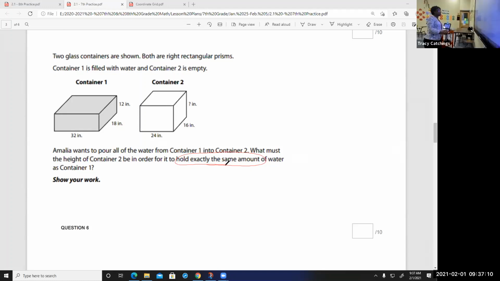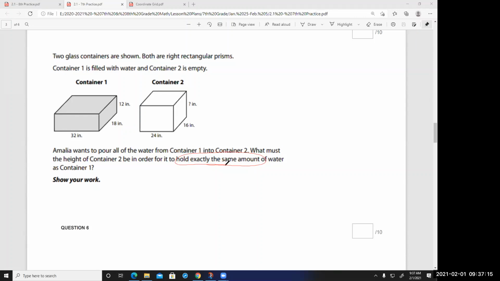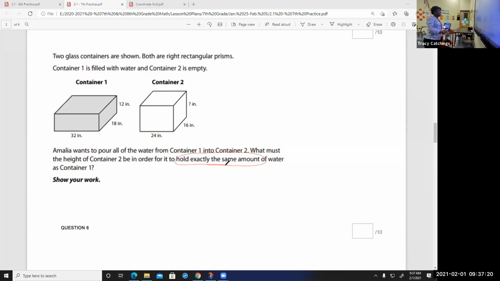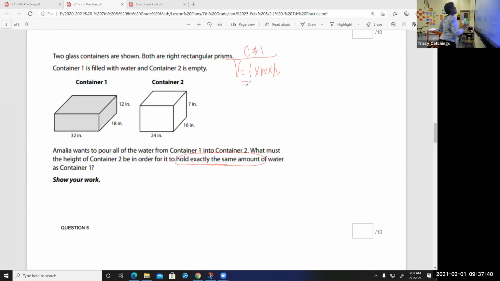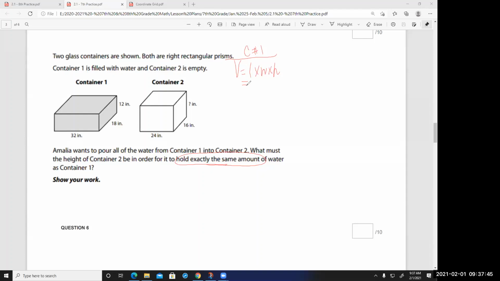Anybody, what are we doing? You have to figure out container 1. The height? I got the height of container one. The volume. And this is for container number one. What's the length, width, and height of container number one? 12, 18, and 32.